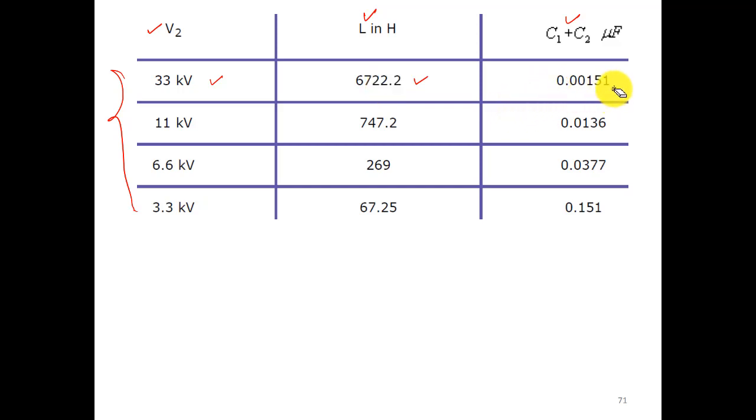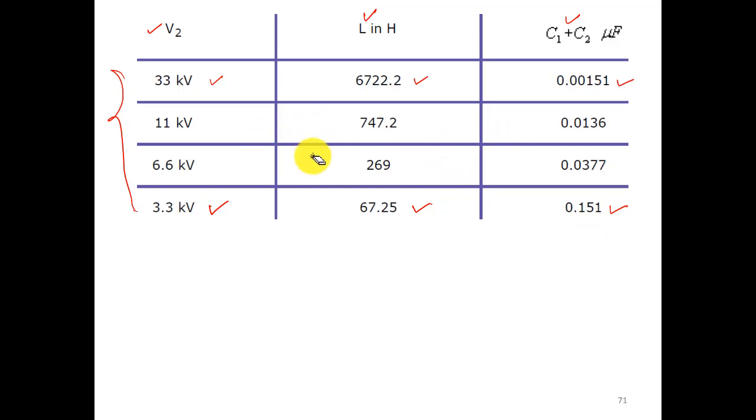The capacitance value also decreases as the voltage level increases. If we consider the minimum voltage level, 3.3 kV as V2, then the L value is 67.25 Henry, which is fine, but the capacitance value is very high, 0.151 microfarad, which is also a very high value for designing the capacitor.